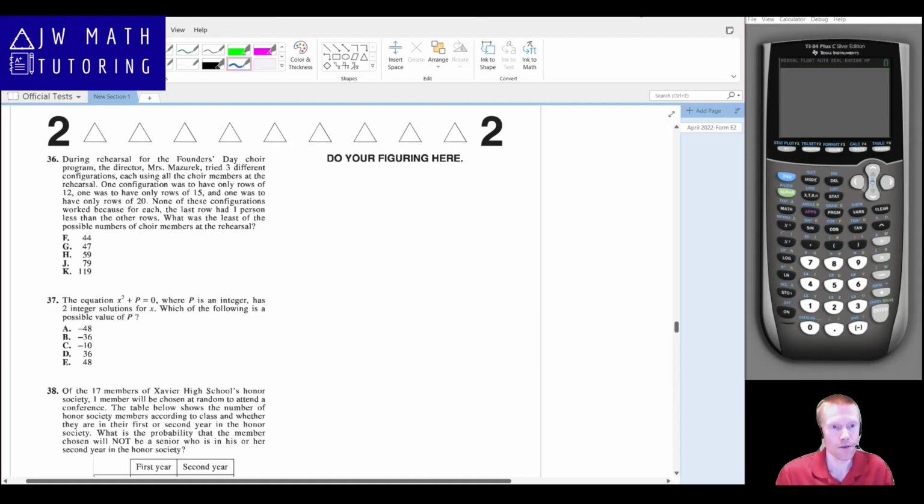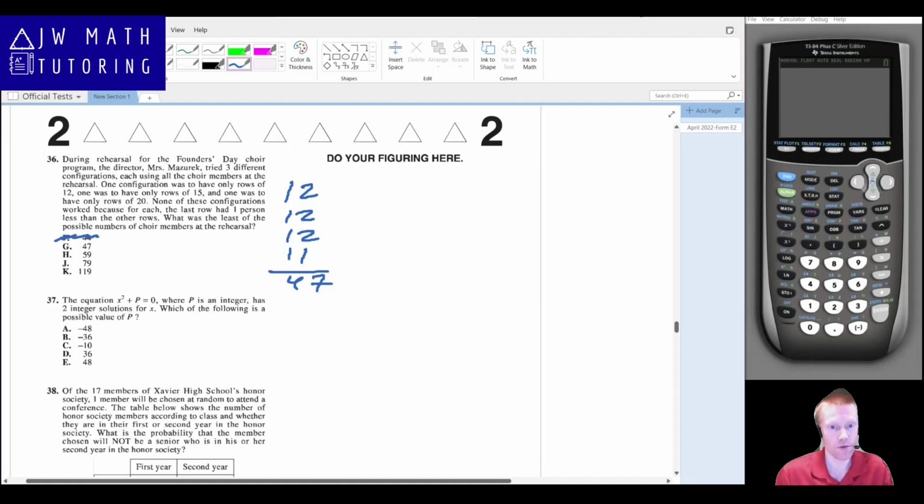So go ahead, start with the answer choices. Start with, say, 44. Okay? So if we're going to have rows of 12, we go 12, 12, 12, and so far we're at 36, and then the last row would have to be one less than the 12, which is 11. Now, if you add this up, notice it does not add up to 44. Instead, it adds up to 47. Basically 36 plus 11. So therefore, 44 is not possible. So we can eliminate that.